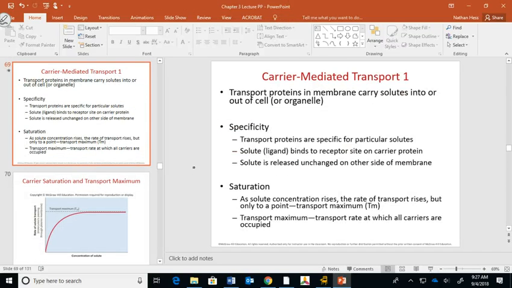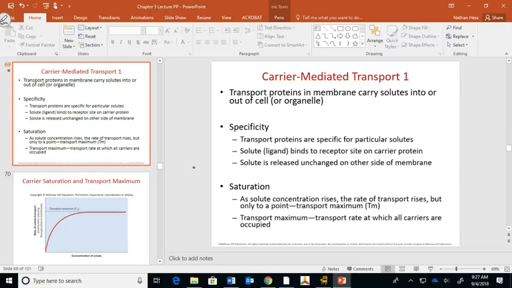We're moving on to carrier-mediated transport. What is a carrier? Something that carries, good, yes, right? Something that moves things, right? What is mediated? Like a helper, right? Someone who goes between two people, right?